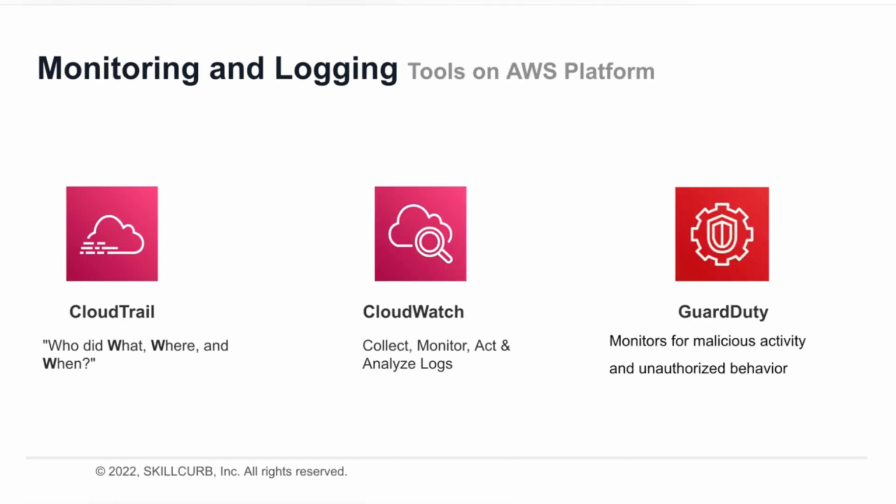AWS provides some tools on AWS platform for monitoring and logging. These are CloudTrail, CloudWatch, and GuardDuty. You can track your AWS deployments in the cloud using CloudTrail. You can know who did what, where, and when.